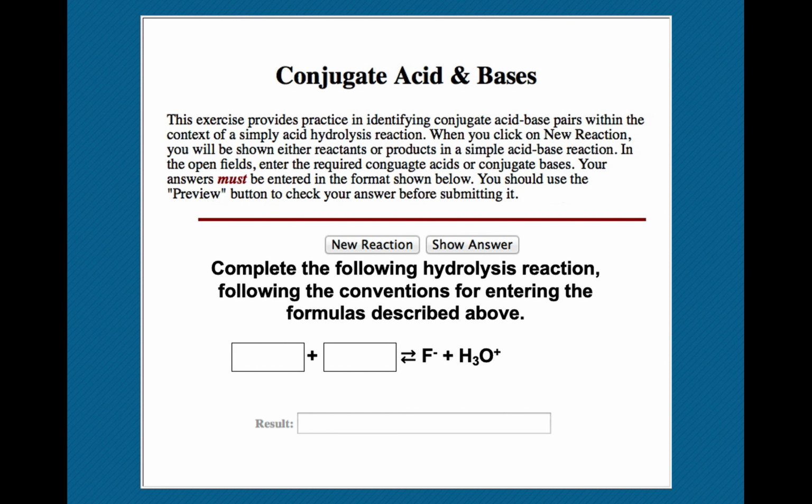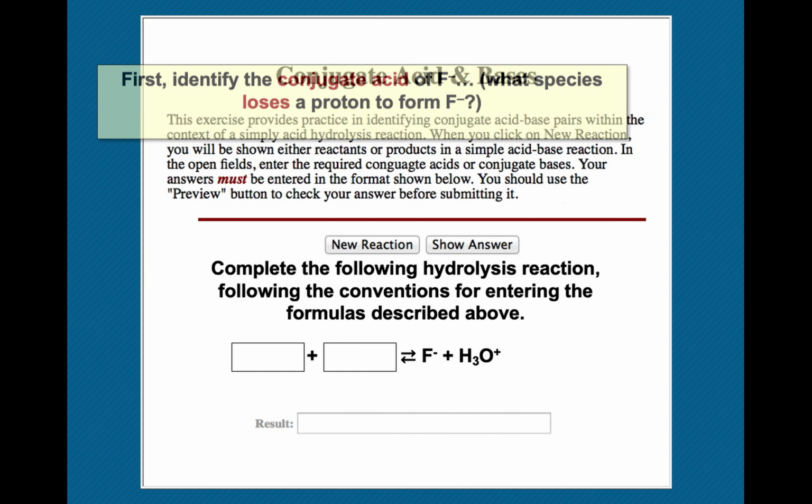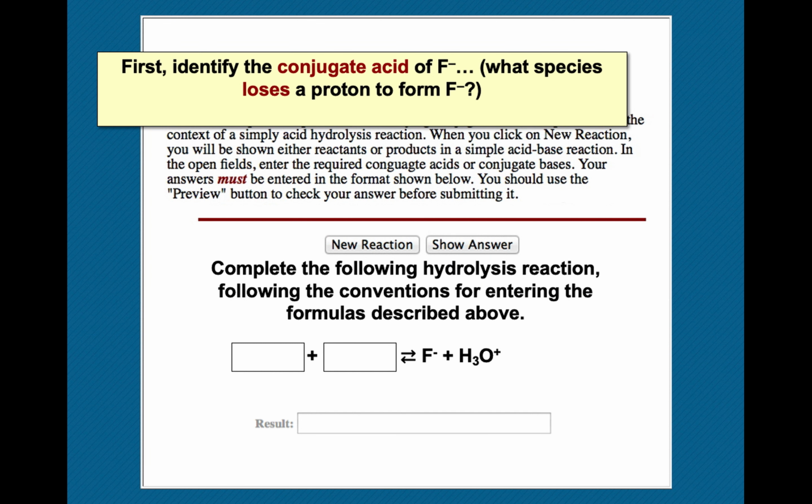So we look at this and we say, gee, something donated a proton and formed fluoride ion. So this is the conjugate base. If you go and put a proton on fluoride ion, you would get HF. This is the conjugate acid-base pair.